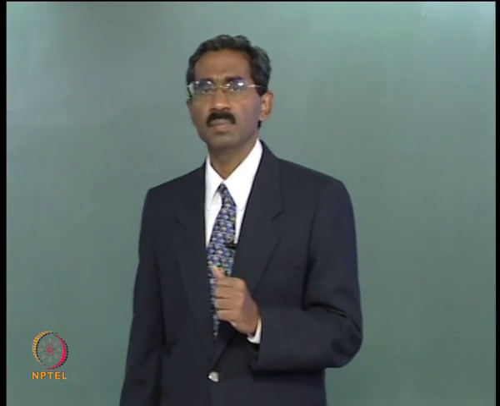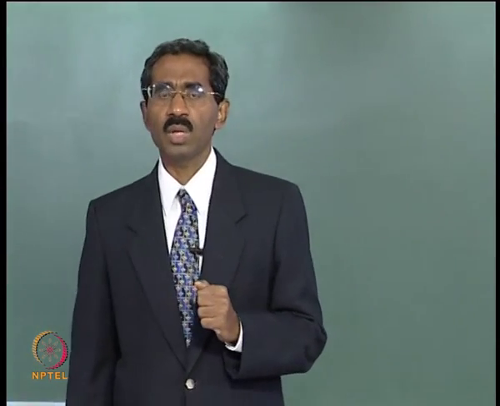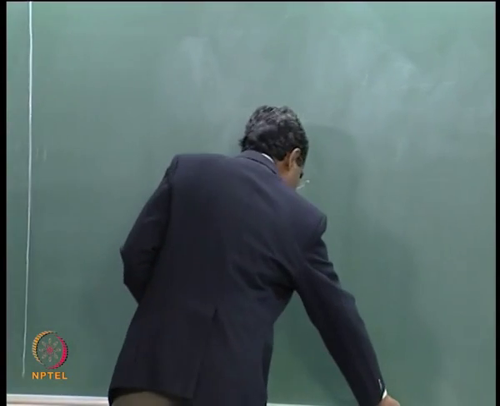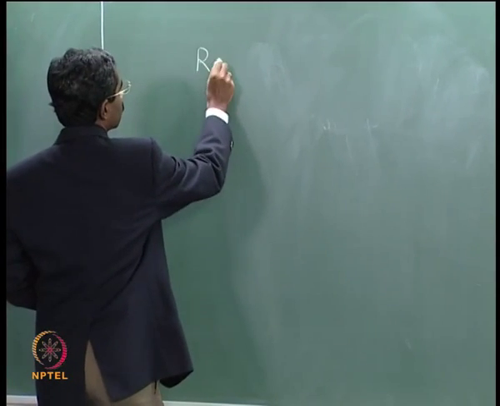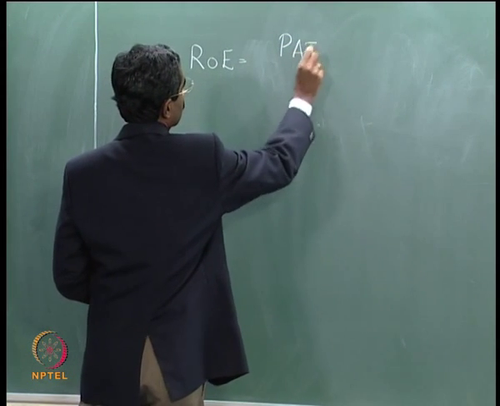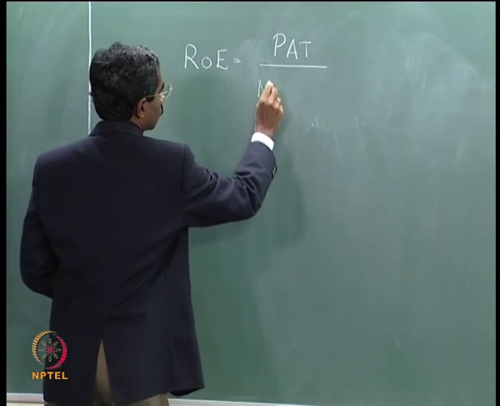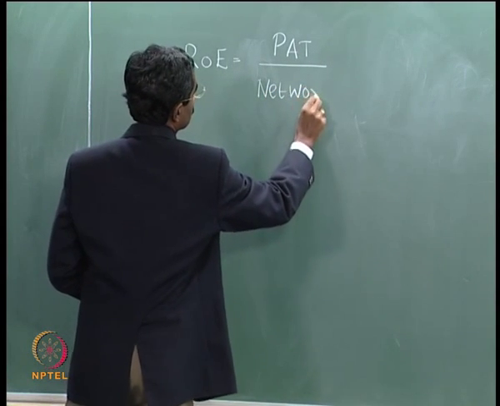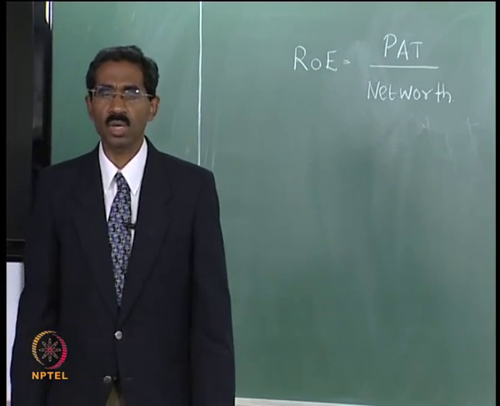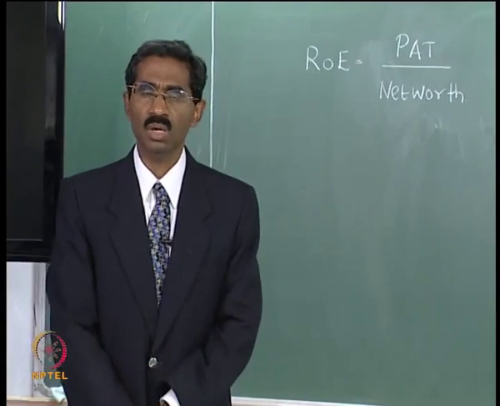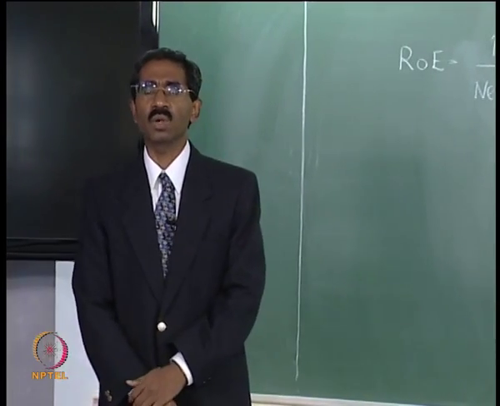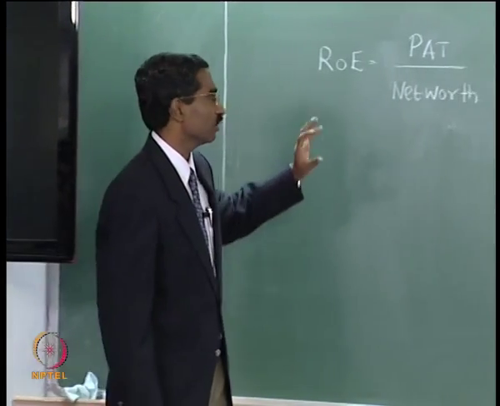Let us first look at what return on equity is. Return on equity, if we look at the expression, goes something like this: return on equity is nothing but your profit after tax divided by your total net worth. Now return on equity can reduce because of two reasons. One is that the profit after tax can reduce, or second, the net worth can have a very high increase not matched by a corresponding increase in profit after tax.